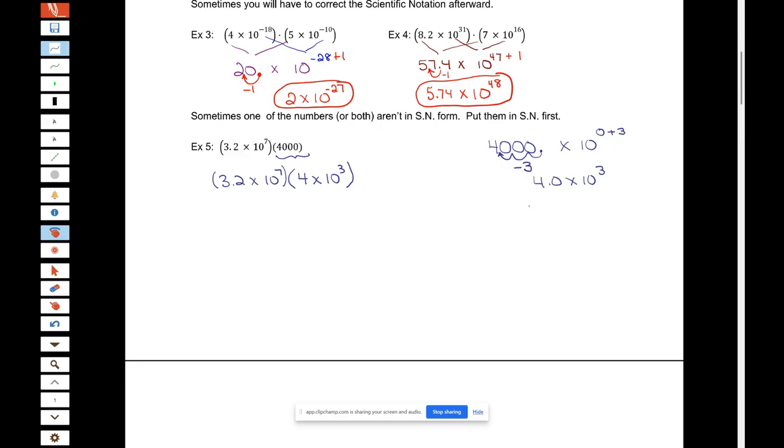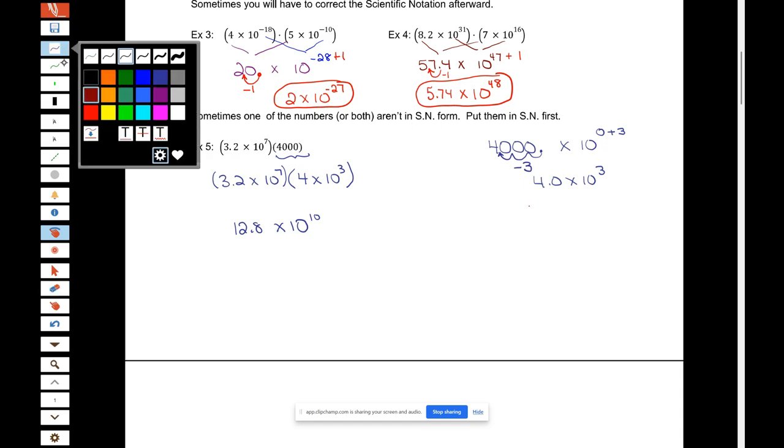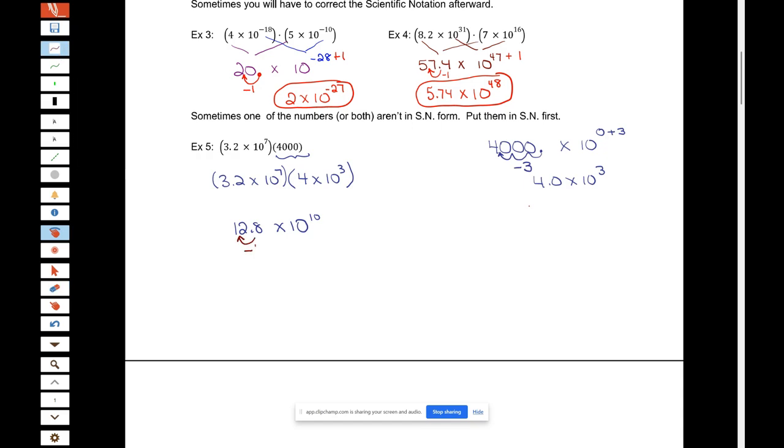So I'm going to multiply my coefficient numbers of 3.2 and 4 and get 12.8. Add my exponents of 7 and 3 and get 10. This is now not in proper scientific notation, so I need to correct it, moving this to the left once because 1.28 is between 1 and 10, and then add a power of 10 onto the end to make up for dividing by 10, and I get 1.28 times 10 to the 11th.